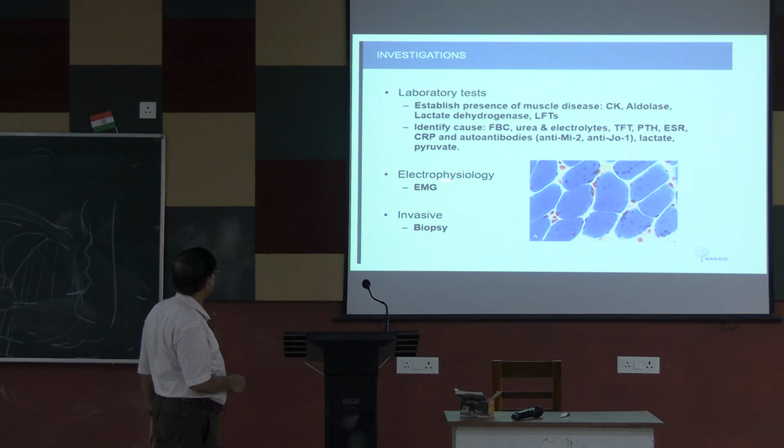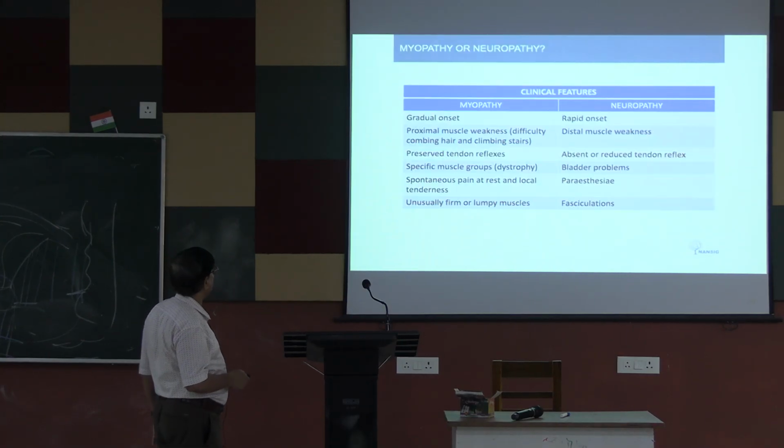So these are the laboratory tests to establish this muscle disorder. We do a muscle biopsy or electromyography. These are the tests I have told you. They establish the presence of muscle disease: creatine kinase. So do a creatine kinase, do an EMG, and also do a biopsy.